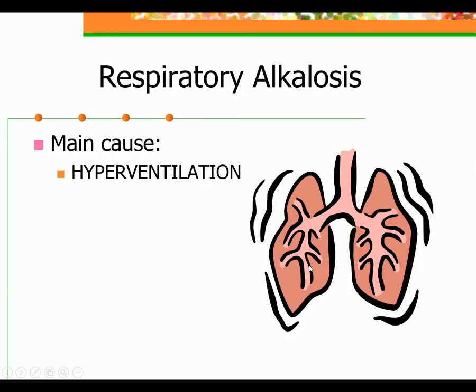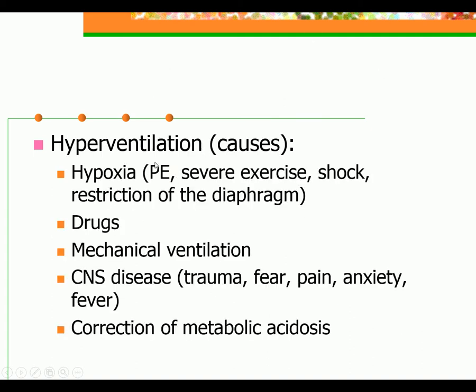Respiratory alkalosis. The main cause is hyperventilation. Why? I'm blowing off too much CO2. Therefore, I'm going to result in alkalosis. So what causes hyperventilation? Well, hypoxia, anything that causes hypoxia, PE, pulmonary emboli, severe exercise, that would be me, shock, restriction of the diaphragm, anything that causes that.